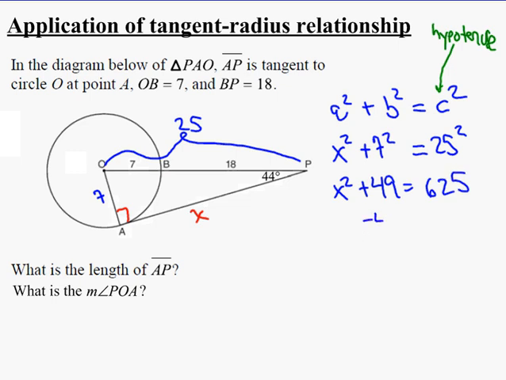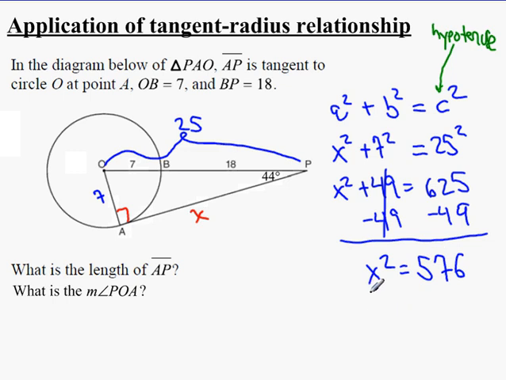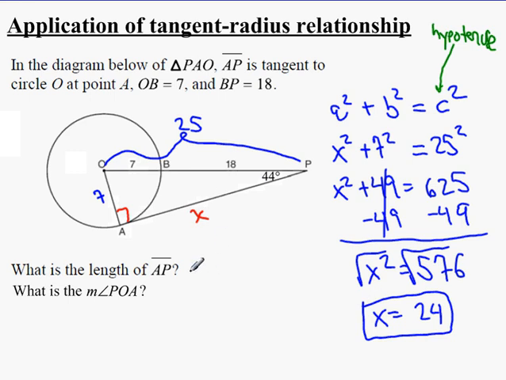So to solve for x, subtract 49 from both sides. 625 take away 49 is 576. X squared equals 576. Take the square root of 576 and we get x equals 24. So that means AP equals 24.